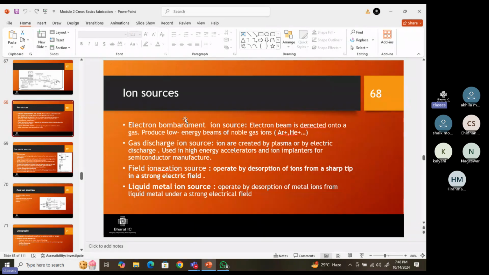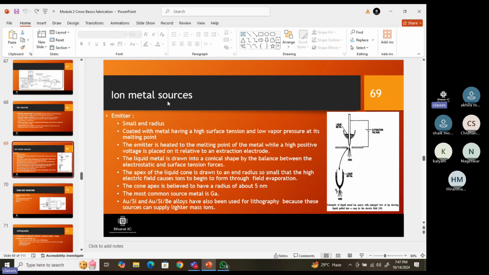Now we understood how the ion sources are created. Electron bombardment is done on the ion source to create the beam, which is a noble gas, generating low energy Ar+ and He+. Then gas discharge, field ionization, and liquid metal ion sources are a couple of the ion sources. After this we go to the ion metal source. We have understood the sources; now we will understand the metal source in detail.